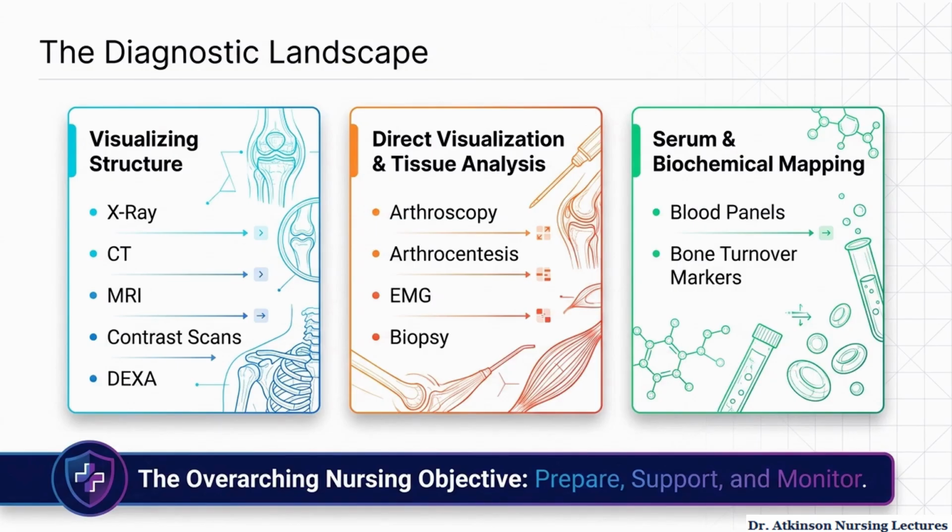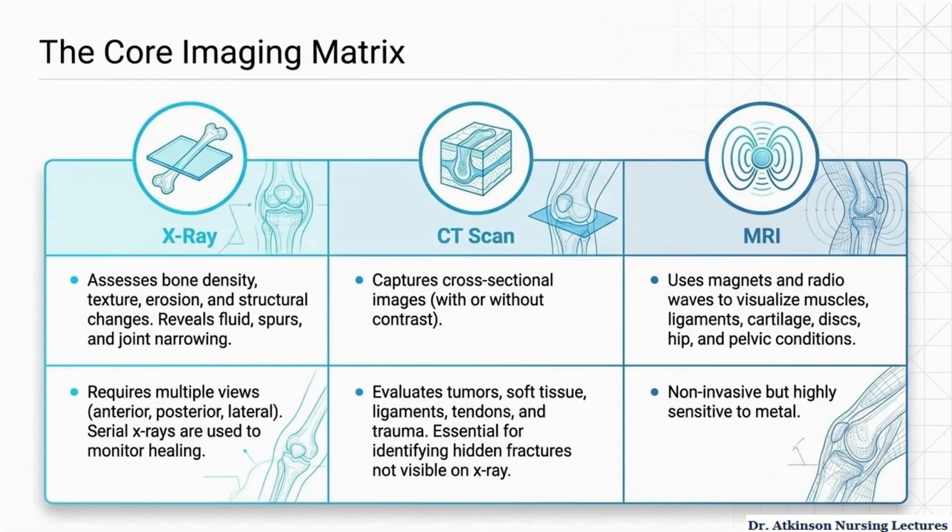Across all three, the nursing role is the same: prepare the patient, support them during the procedure, and monitor for complications afterward. X-ray is the first-line study for bone. It evaluates density, erosion, structural changes, spurs, joint narrowing, and healing over time. CT provides detailed cross-sectional imaging and is especially useful for soft tissue, ligaments, tendons, tumors, and occult fractures. CT with contrast is commonly used in complex trauma.